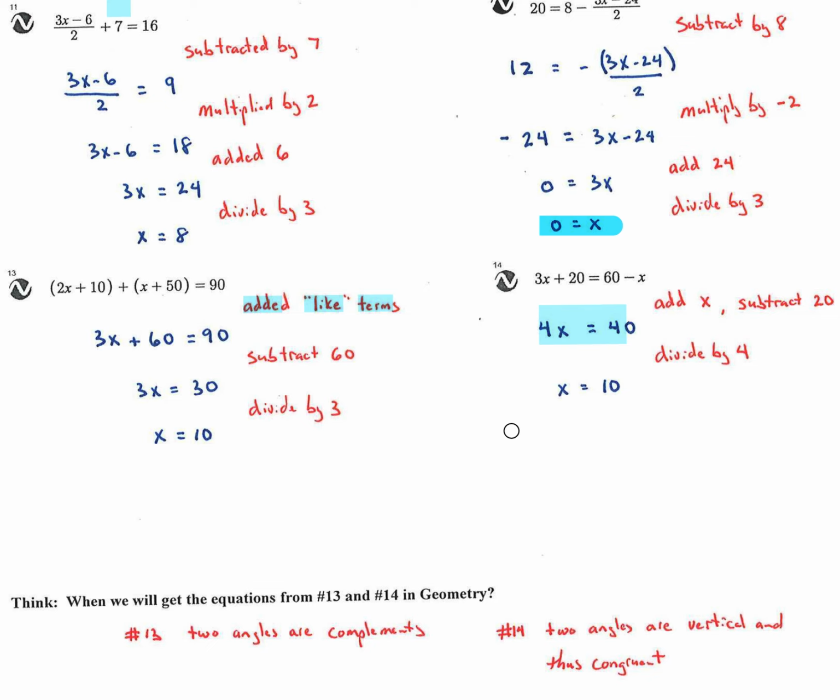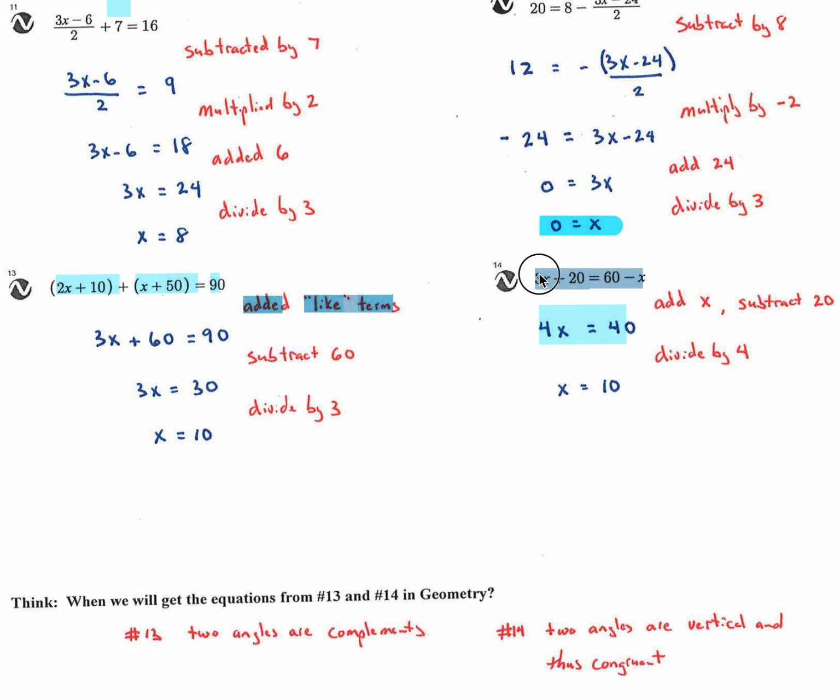Okay, so the question is, when are we going to use this in geometry? And I want you to think about, we're going to get 13 and 14 stuff all the time. 13 could be, what if I told you we have 2 angles and the angles are complements? What if I told you we have 2 angles and they make a right angle together? Well, then you're like, oh, that makes sense. Angle 1 plus angle 2 has to be 90. So we're going to get this setup where we do one angle plus another angle equals 90, and then you're going to have to solve for x.